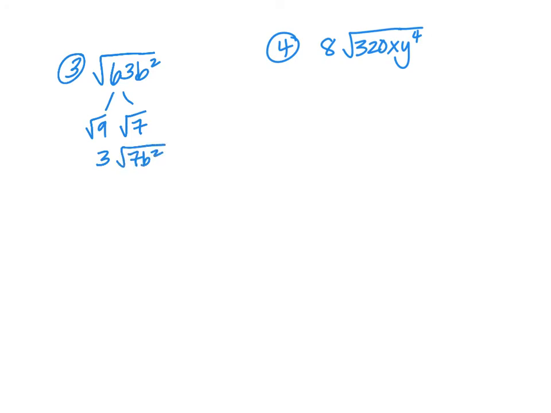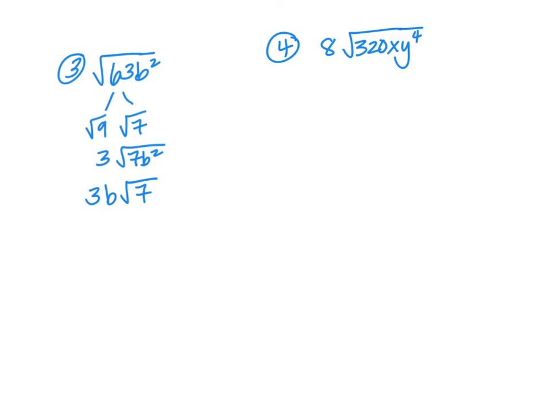Well, we have b squared, and we know that that means that we have 2 b's, and we can take them out in groups of 2. So that means that we'll have one group of 2 b's. So on the outside, we can write 3b, and then in our radical sign, we only have 7. All right, last one, we've got it.